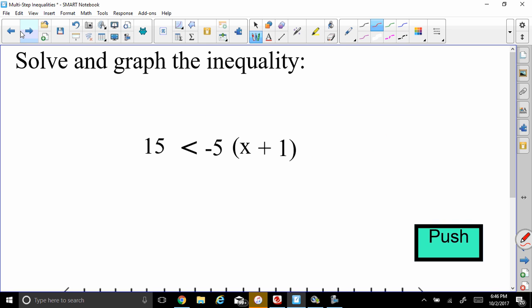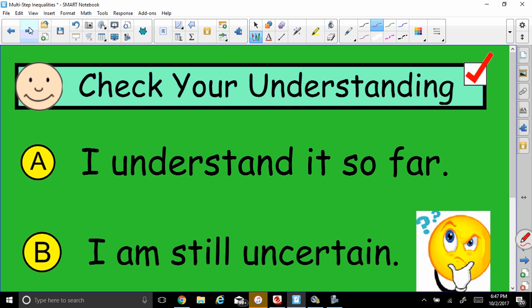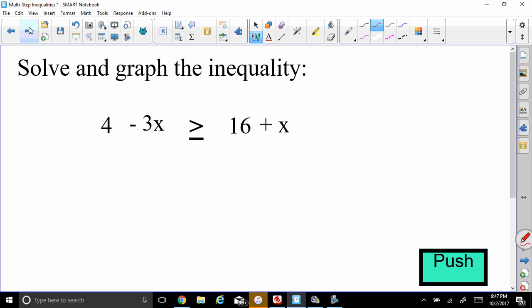Here's one for you to try. Solve and graph the inequalities. I notice we have parentheses there, and there's a -5, so be careful. So see if you can graph that. So check your understanding. I hope you understand what's going on so far. If you don't, rewatch the video and bring in your questions tomorrow. I'll be glad to solve them.